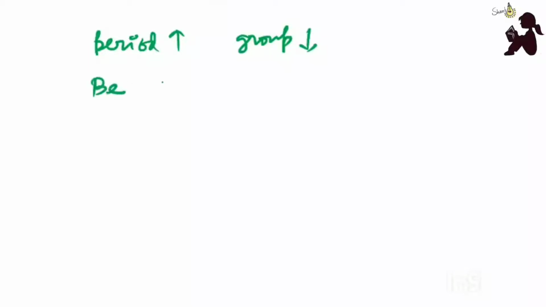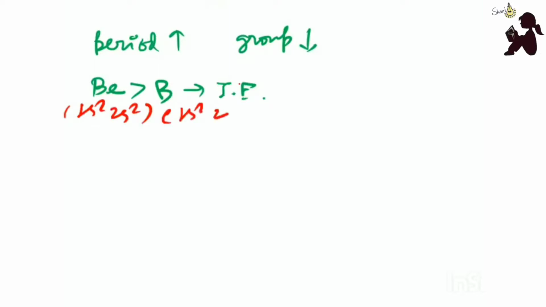So first, let us write it on the basis of IE of Be is greater than IE of B. Now why does it happen? For that, we have to know their electronic configuration. So what is the electronic configuration for Be? That is 1s2, 2s2, and for B it will be 1s2, 2s2, 2p1.